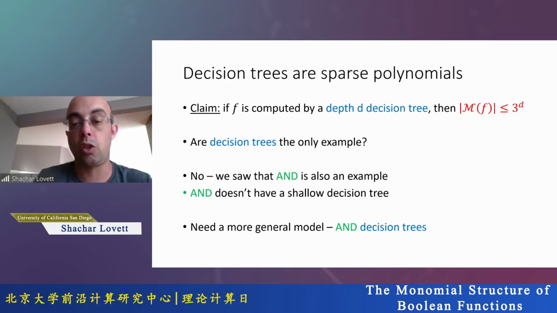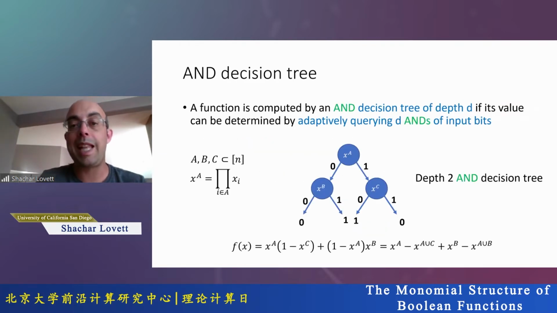So what is an AND decision tree? It's like a decision tree, except that at every node, instead of querying the value of a variable, you're going to query the value of an AND of some arbitrary subset of variables. So for example, here, I have 3 arbitrary sets of variables, A, B, and C. Doesn't matter how big they are. This node x^A computes the AND of all the variables in A.